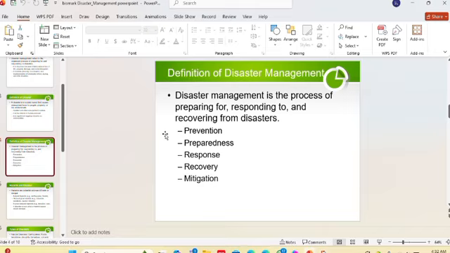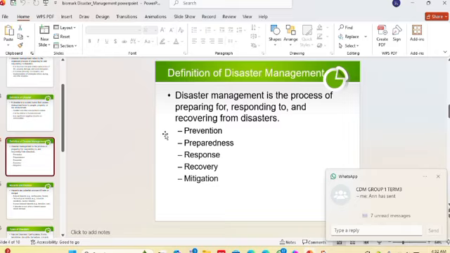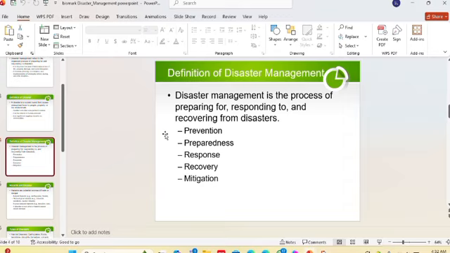When we talk about prevention, it is a situation whereby you come up with a new structure to defend or protect against a disaster which might occur. That's prevention. Preparedness is all about being ready. In case a disaster occurs, you are well prepared, like building of dams in a flood area. That's an example.